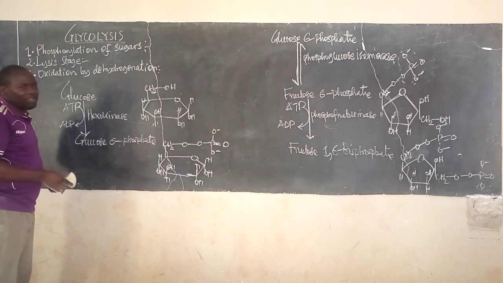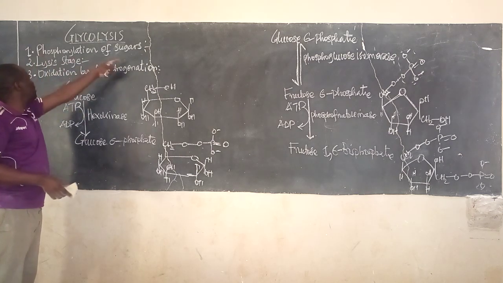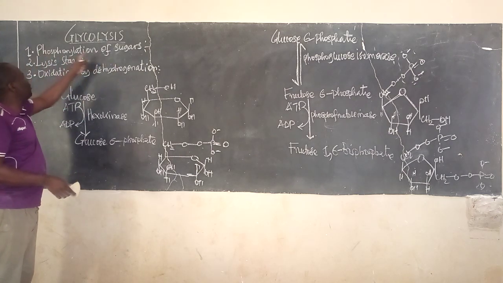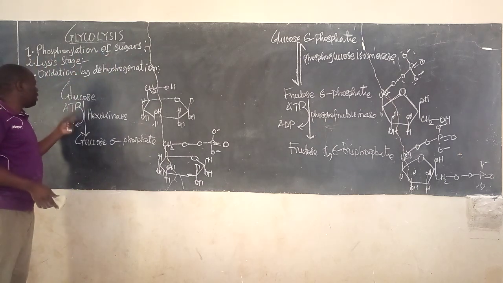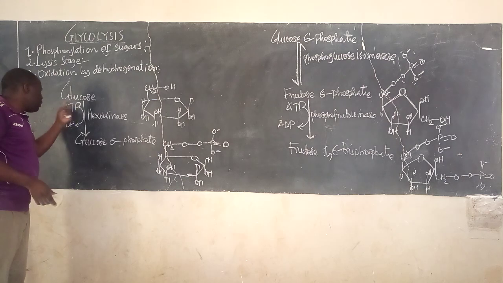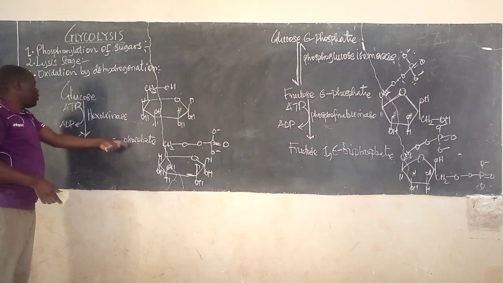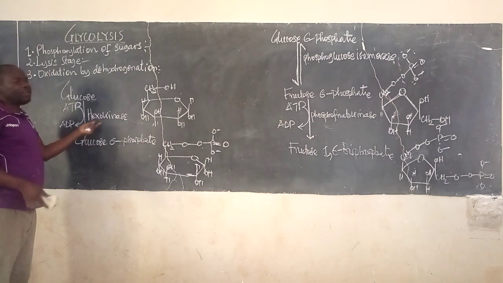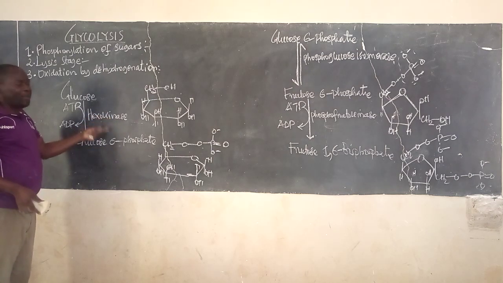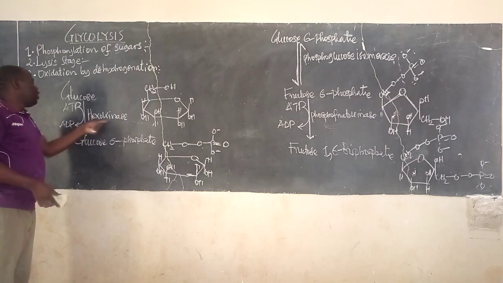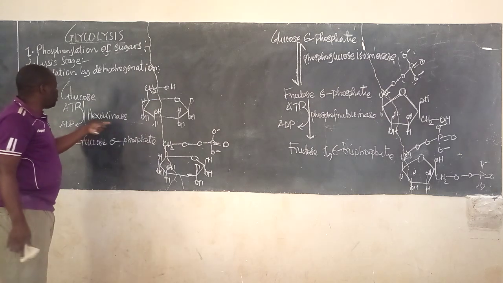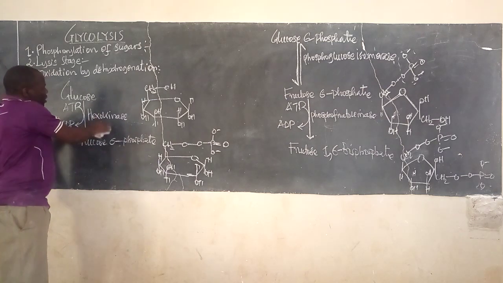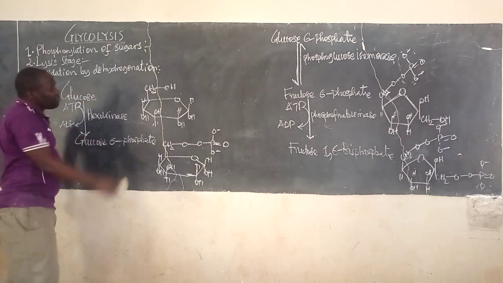So this is our first stage of glycolysis, which is known as phosphorylation of glucose, where we add a phosphate to glucose, especially at the 6 position, forming glucose 6-phosphate, with hexokinase in most cells. But in hepatocytes we use a kind of enzyme known as glucokinase, not hexokinase, which is in most of our cells.